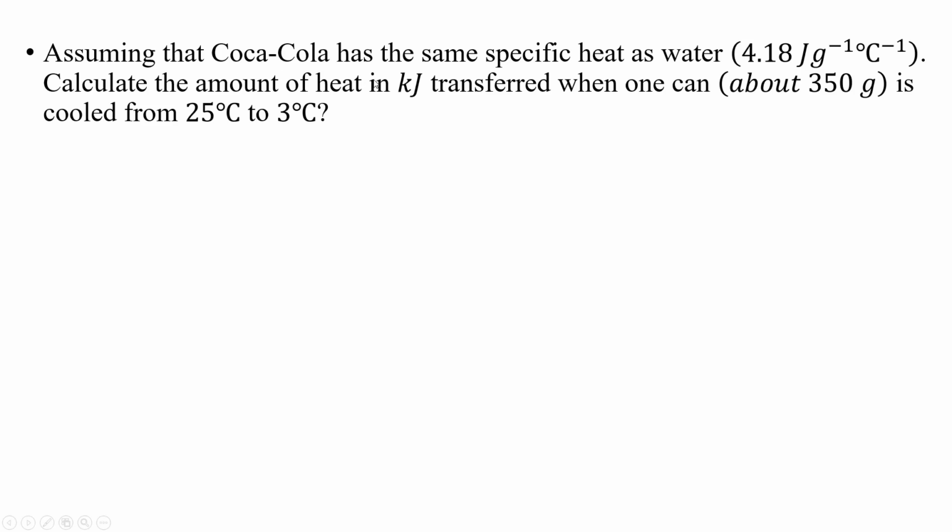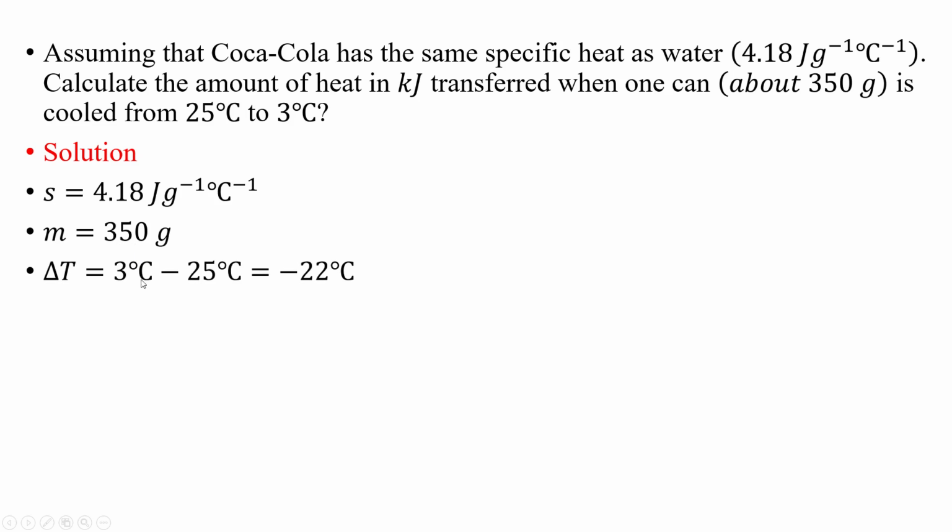Assuming that Coca-Cola has the same specific heat as water, that is 4.18 joule per gram per degree Celsius, calculate the amount of heat in kilojoule transferred when one can, that is one bottle, about 350 gram, is cooled from 25 degrees Celsius to 3 degrees Celsius. So let's do the solution. Specific heat capacity of Coca-Cola is given. Mass is given in gram, that is 350 gram. And change in temperature is minus 22 degrees Celsius.